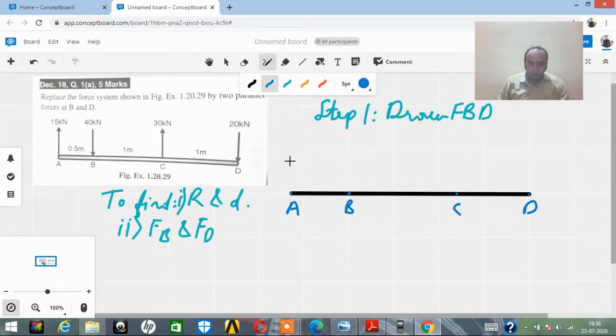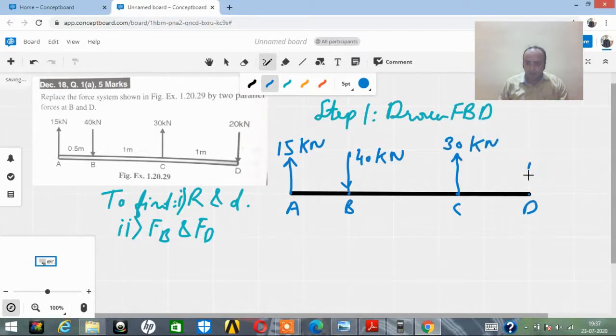Now one by one I'll be plotting the forces. So this is 15 kilonewton, this is 40 kilonewton, this is 30 kilonewton, and this is 20 kilonewton. Let us show the distances one by one. Here it was 0.5 meters, here it was 1 meters, and here it was 1 meters as well. Now let's go ahead step by step.